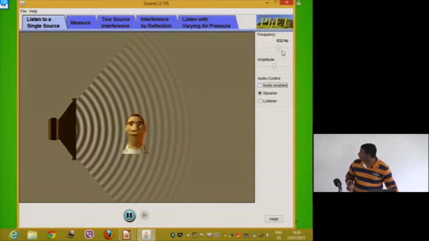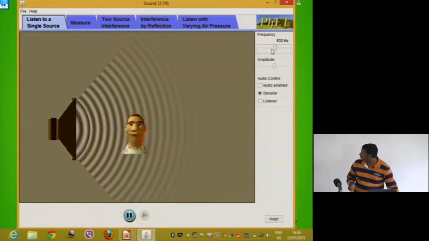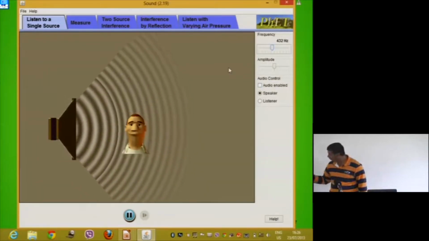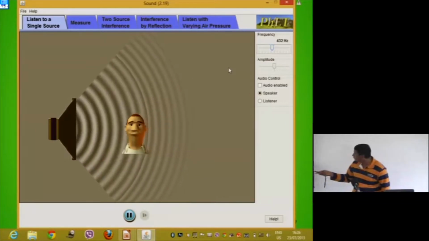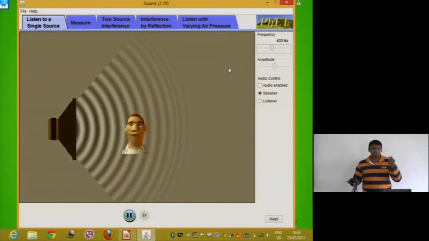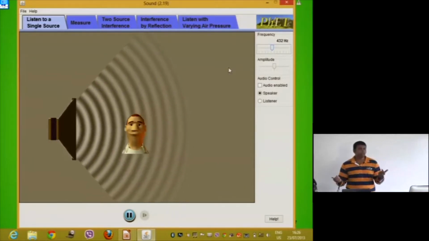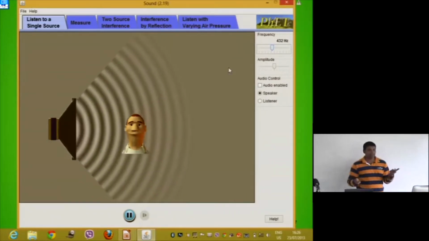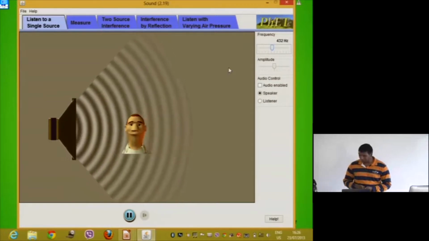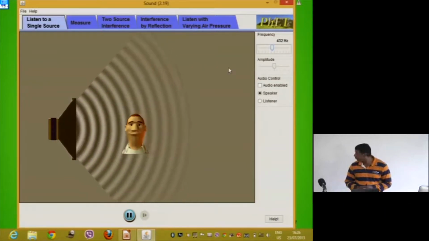And if we reduce the frequency, there's another problem: the detection time. Can you see these two peaks? The time to come to the ear is increasing. So that means it increases our detection time. That's another problem.